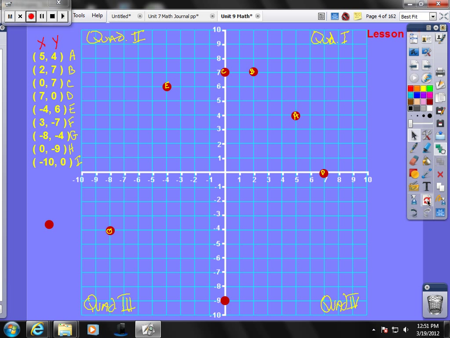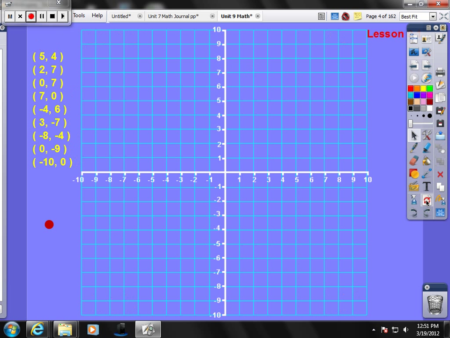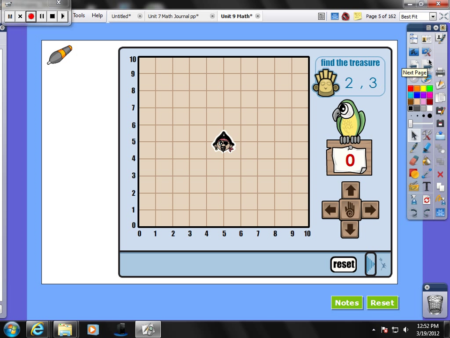One more thing, a couple more things before we get going here. We're going to practice this one. This is called Find the Treasure. It's a little game that we do. Now this one, you'll notice, only has one quadrant on our grid. In this case, this is the positive and positive, so this would be quadrant number 1.